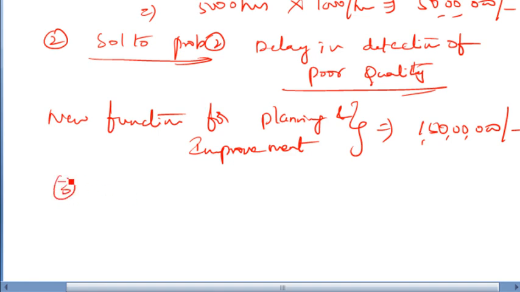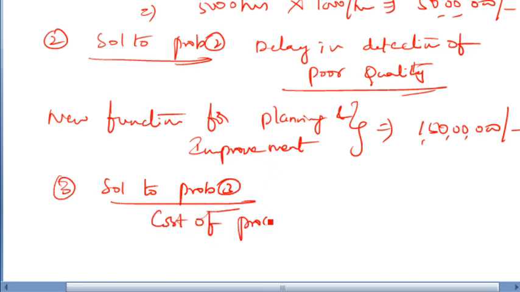Then solution for problem number 3. What is the solution to problem number 3? Replace old machines with newer ones. And this will cost, so cost of procurement. You have to replace all the old machines with the new ones. So cost of procurement will be 3 crore 60 lakhs.